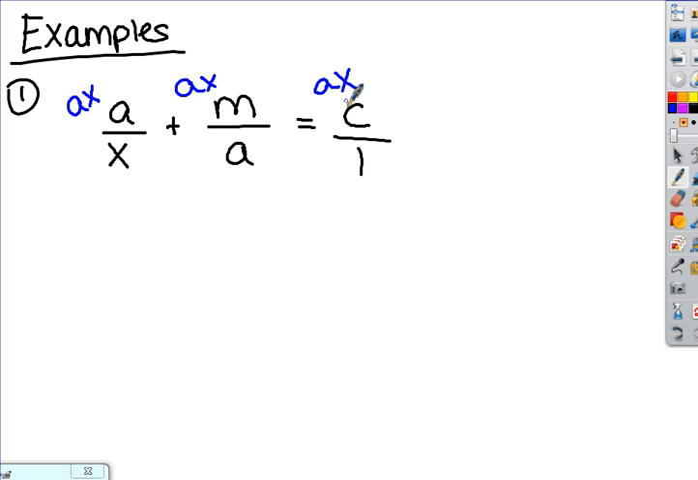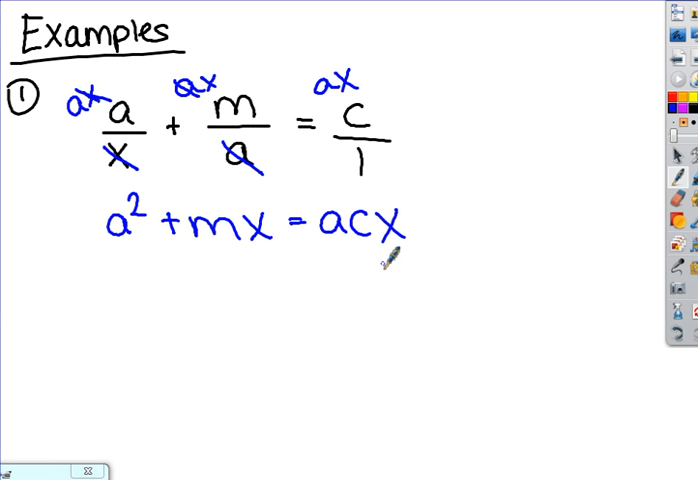When we multiply each term by ax, in the first term we can cross out the x's and cancel those, so we're left with a squared. Here we can cancel the a's, and we're left with mx. And here we multiply and we get acx. The variable I want us to solve for in this problem is going to be x. So in order to solve for x, we want to get all of the x's on one side of the equation and everything else on the other. Since I already have an x here, we're going to move this term to the other side by subtracting mx from both sides.